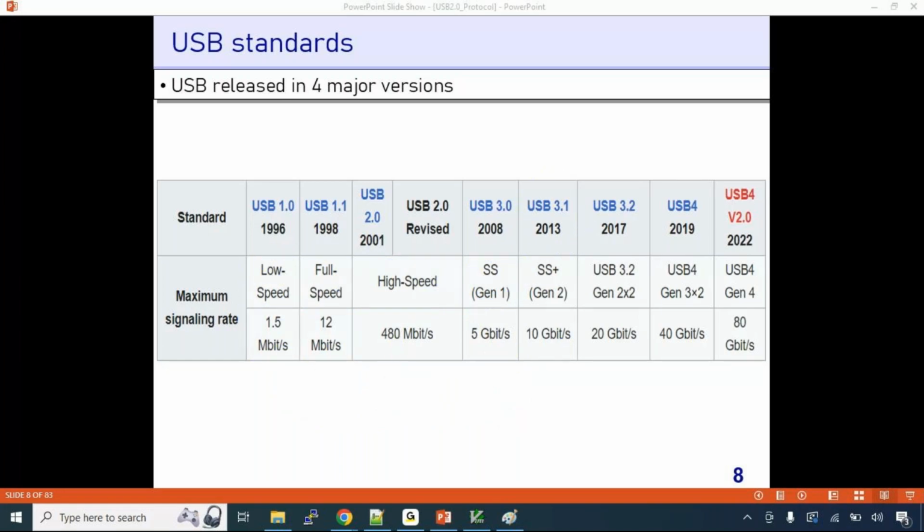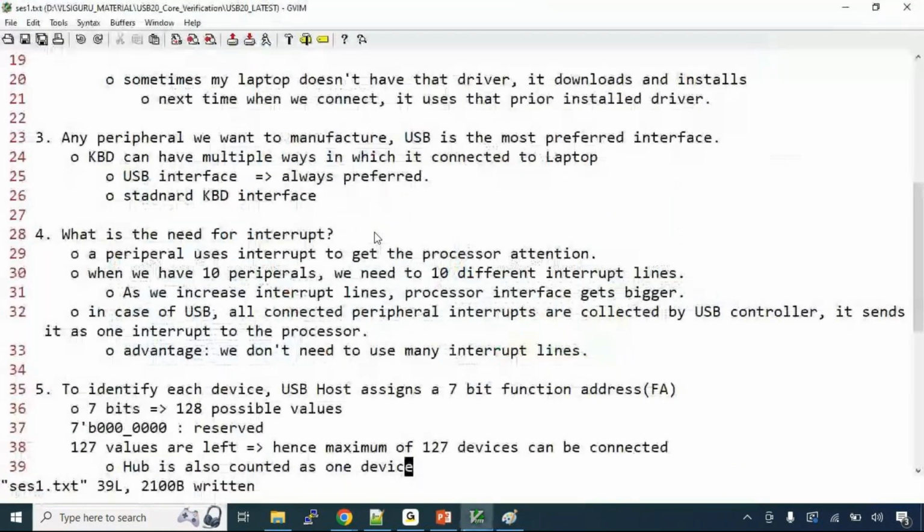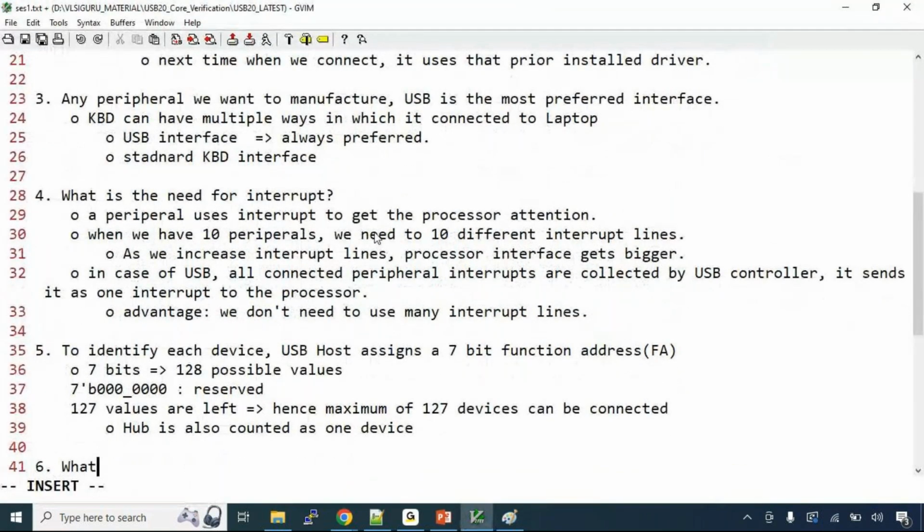If you say that I am on USB 3.1, I won't support previous generations, what will happen? I cannot use this with multiple devices. So to make sure that we don't do that, USB implements the concept of backward compatibility. What does backward compatibility mean? Let us try to understand. Can someone tell me what backward compatibility is?